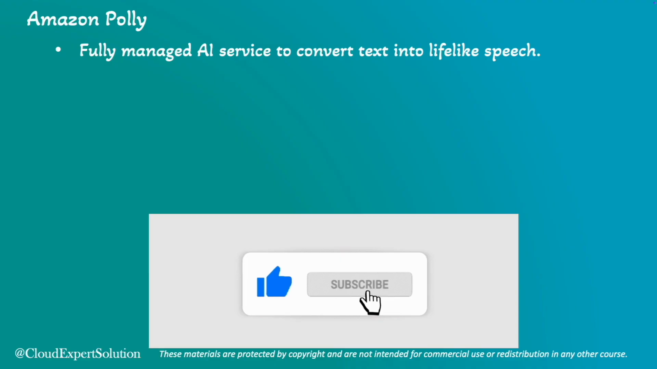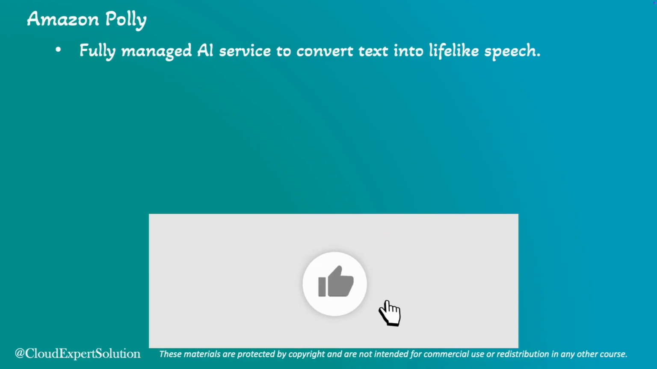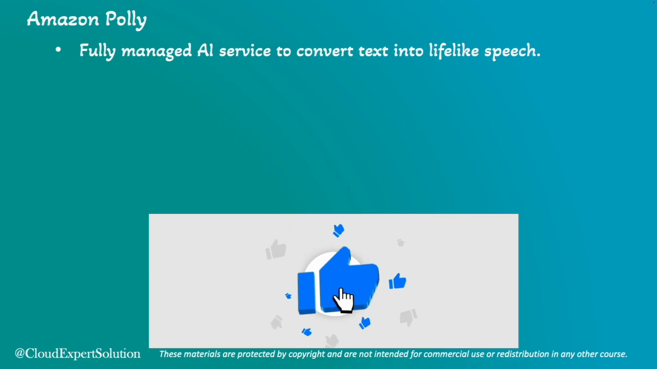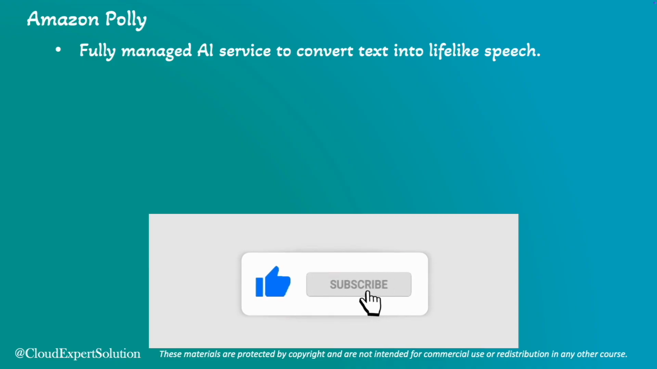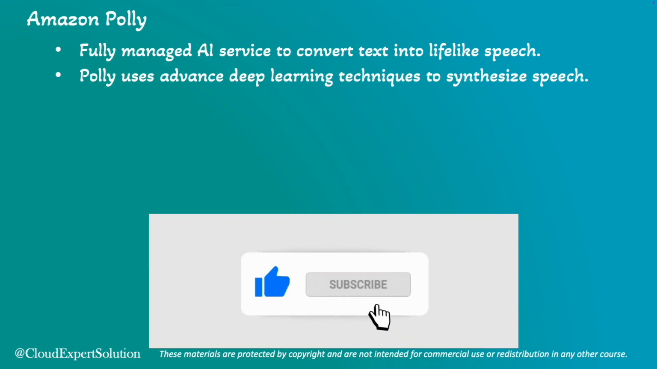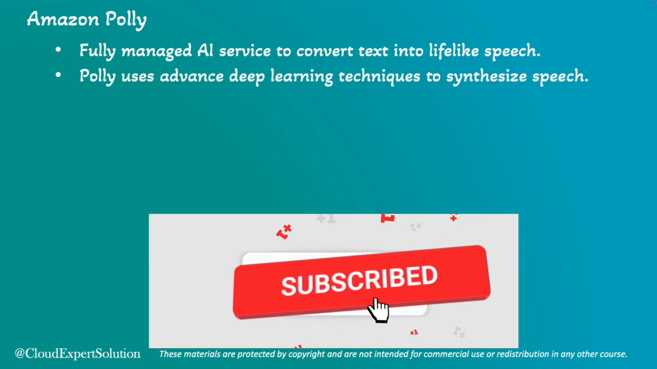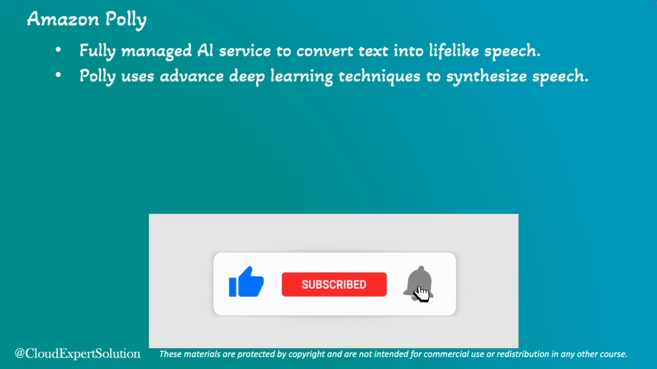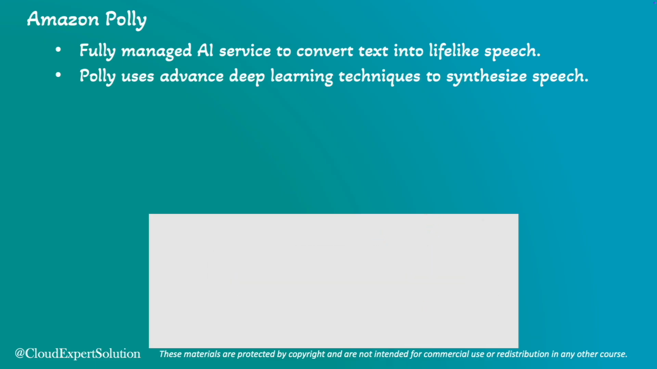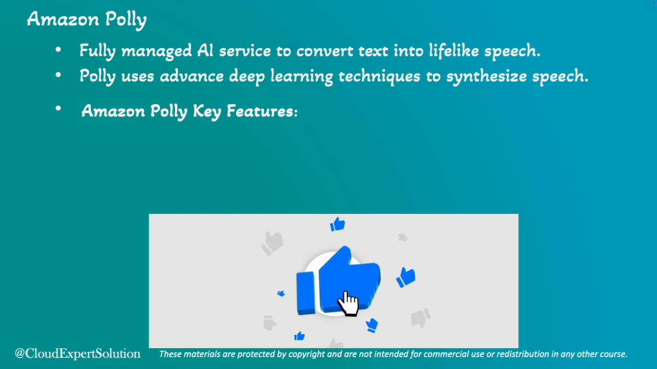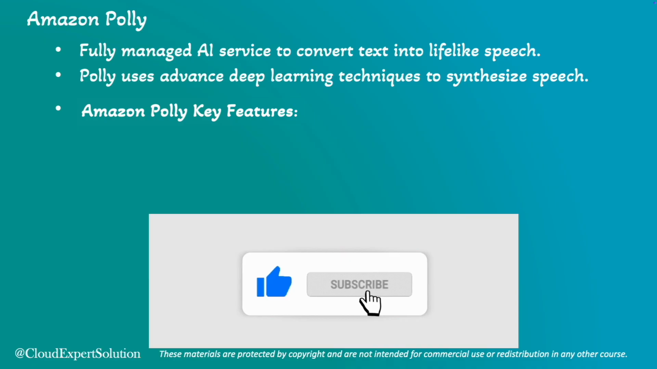Amazon Polly is a fully managed service provided by AWS that converts text into lifelike speech. It uses advanced deep learning technology to synthesize natural sounding human speech, which makes it a powerful tool for various applications. Let's take a closer look at what Amazon Polly can do for us.